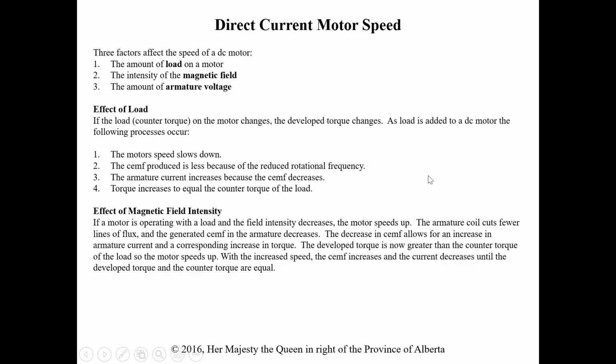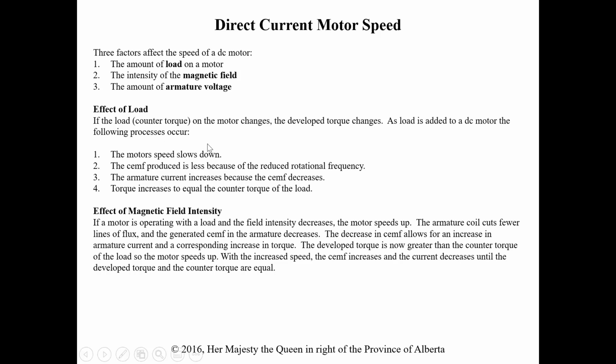Okay, now direct current motor speed. So speed is something we're going to talk about here specifically. And they talk about three scenarios that are going to affect our motor speed: the effect of load, the effect of magnetic field intensity, and then the effect of the applied voltage. So changing the armature voltage, and seeing how that affects it.